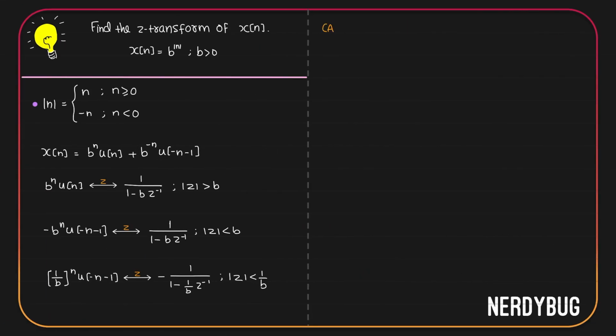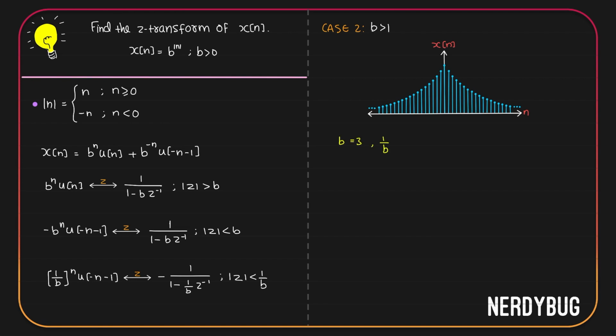Let us now take the second case, case 2. Here b is greater than 1. If we plot x of n when b is greater than 1, this is how it will look like. Since b is greater than 1, let us assume a value for b. I will take b is equal to 3. Then 1 by b will be 1 by 3.